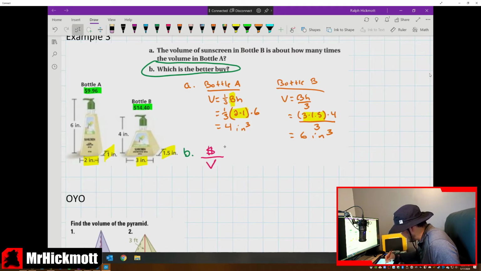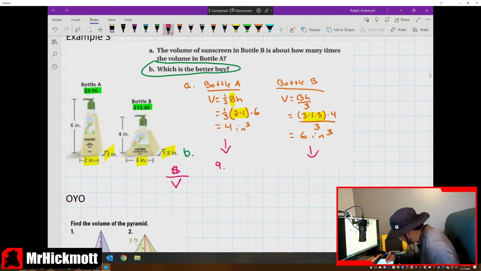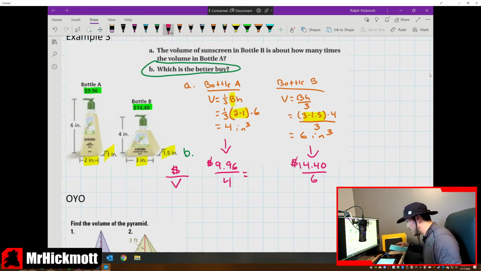Let me move this off to the side here. For bottle A, I'll just do the work down here and continue. It's going to be 996 divided by 4, because that's how much the volume is. And then for bottle B, we're looking at 1440 divided by 6. There it is. Hunting around for it. Can't read my handwriting. All right, so let's check this out.